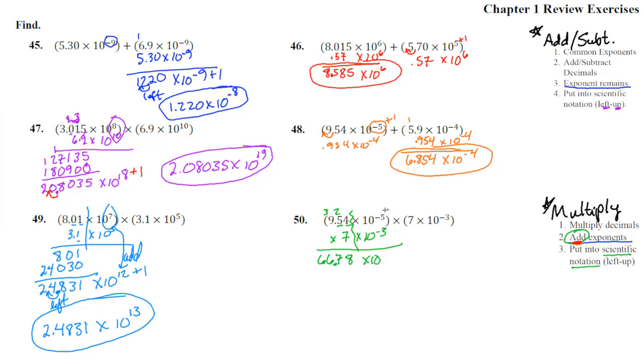Times 10 to the, they add. Now, when you have a negative 5 and a negative 3, they're both negative, so they both go in the same direction. That's a negative 8. Not in scientific notation, though. That's the right number, but we've got to move it. Let's use a different color just to draw attention to it. This is going to go left, and that has to go up 1. And so that becomes 6.678 times 10 to the negative 7th power. Excellent.